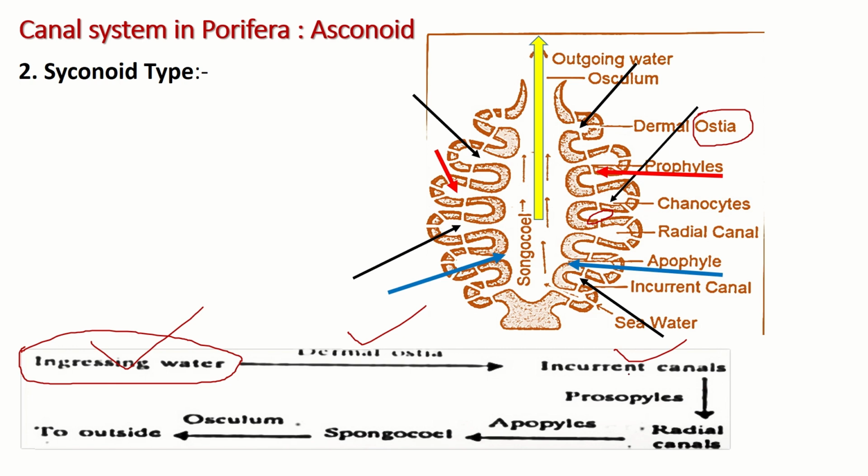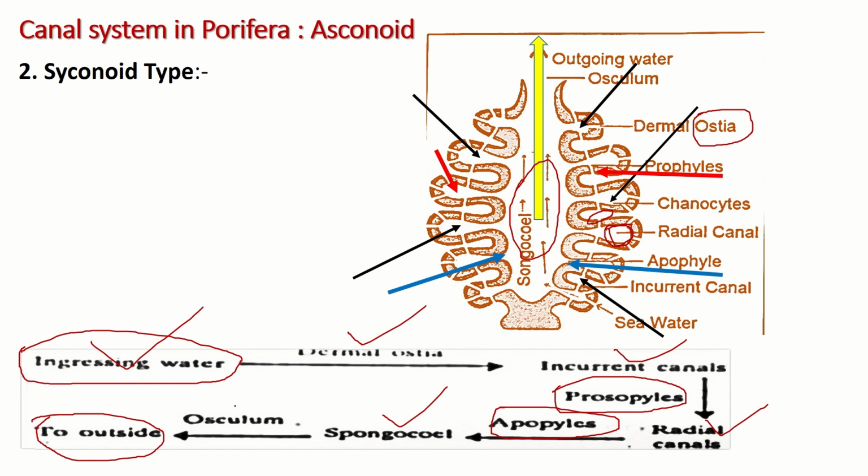From the incurrent canal, water goes to the radial canal with the help of a particular type of pores called prosopyles. From the radial canal, water comes into the large central cavity called the spongocoel by apopyles. So apopyles connect the radial canal with the central cavity, and the water from the spongocoel goes to the outside by a particular type of large pore called the osculum.